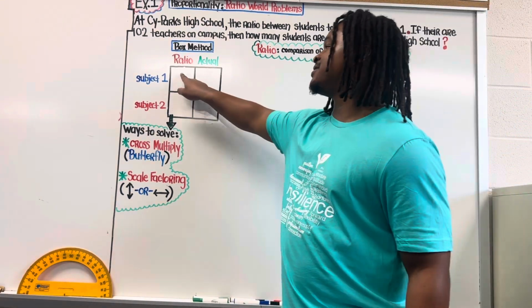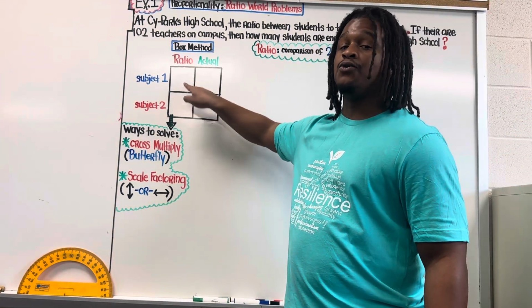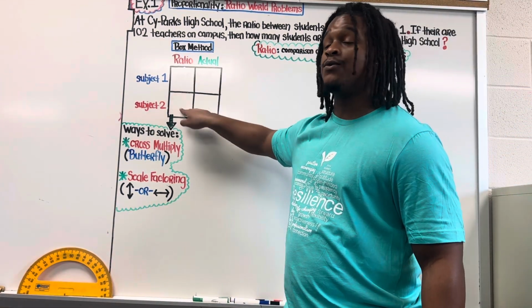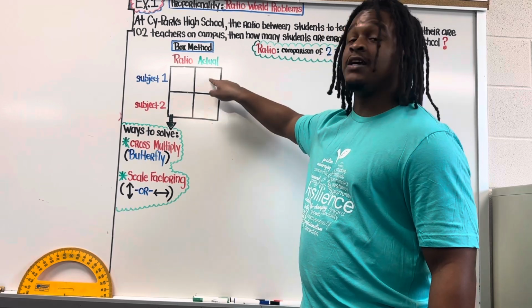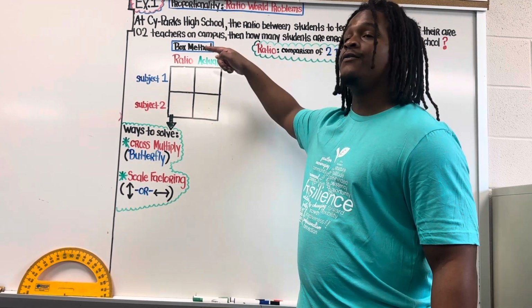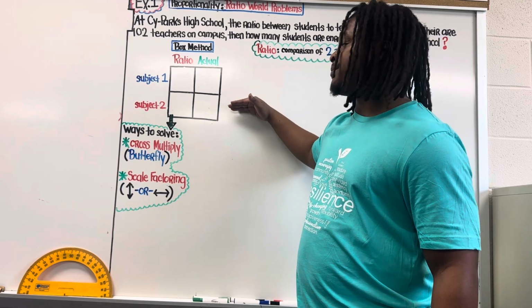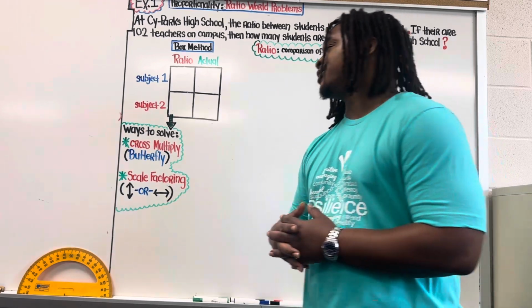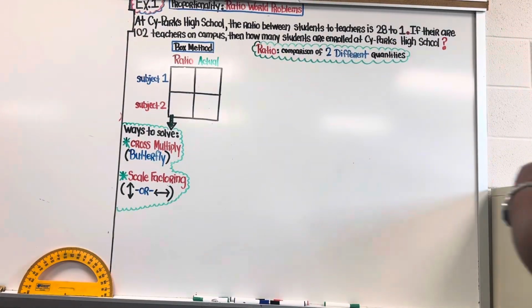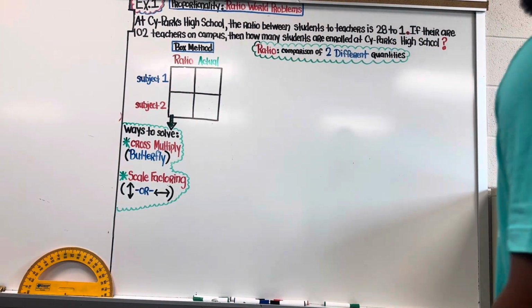So the first column is just the ratio between the two quantities, the two different subjects. The actual column is gonna give us the actual number that represents quantity 1 or subject 1, and the actual quantity that represents subject 2. So I just wanted to explain that, all right? So now let's go ahead and start off with this problem.